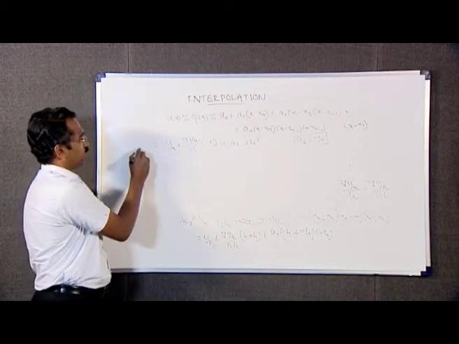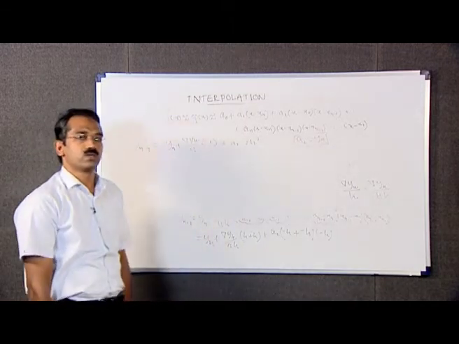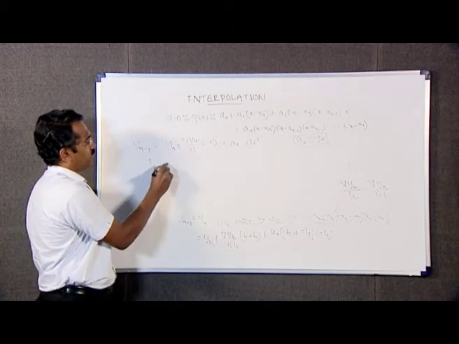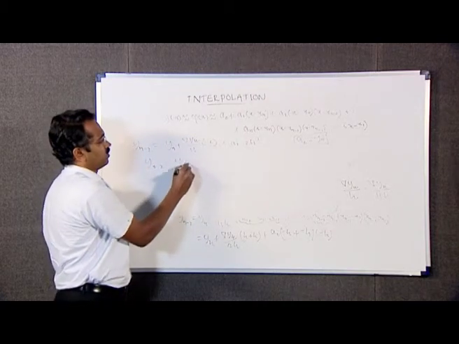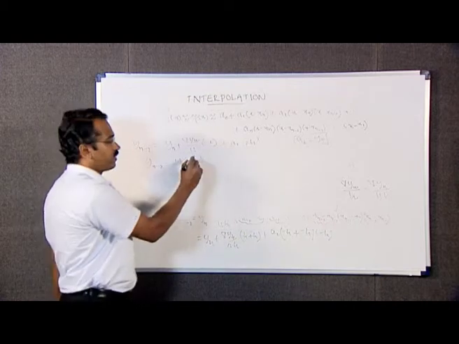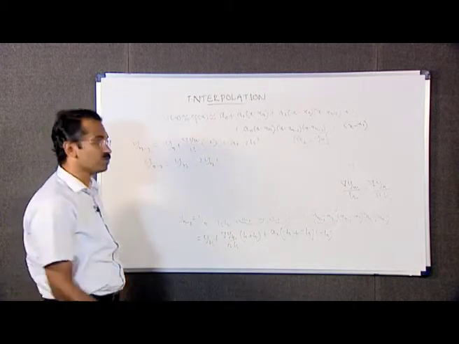Here y n minus 2 is equal to y n minus 2 times y n plus 2 times y n minus 1.